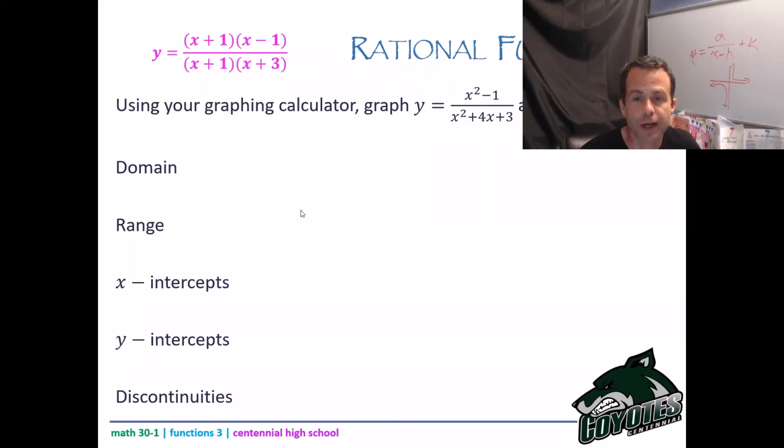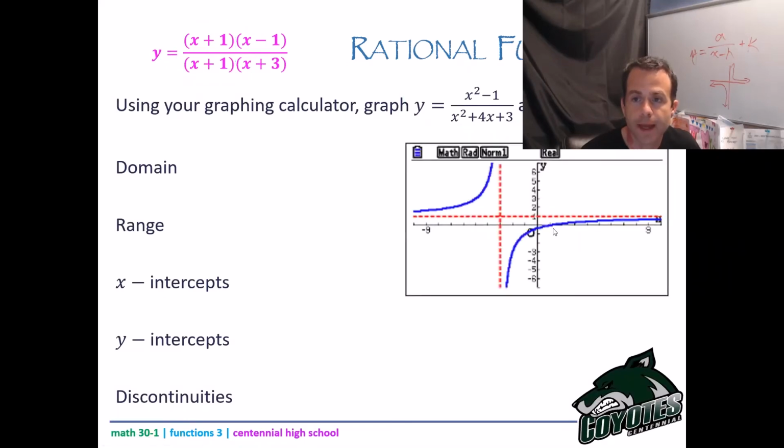This is what your graph should look like then. And in fact, everything we were just discussing does ring true. I have a point of discontinuity at -1, -1. I've got that vertical asymptote at x equals -3. I've got an x-intercept at 1, 0. I've got a y-intercept at 0, -1/3. And I do have a horizontal asymptote at y equals 1. So we're going to put all that together.